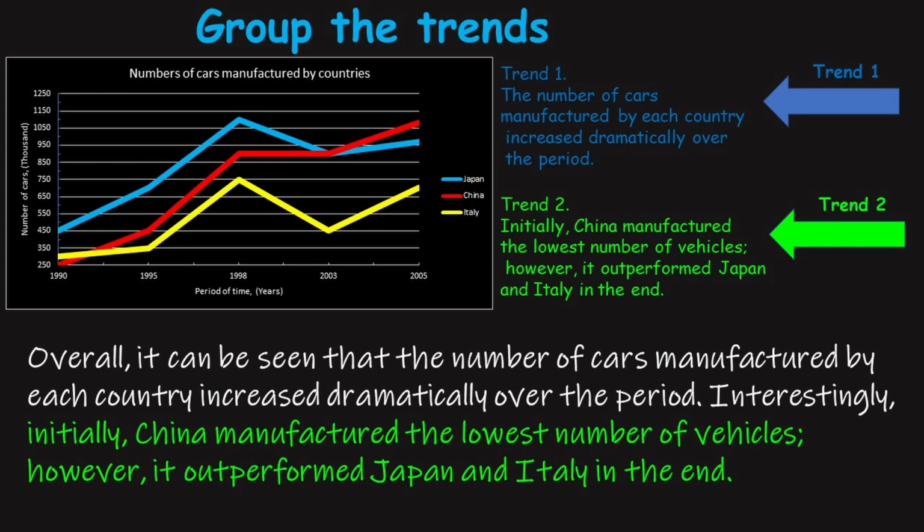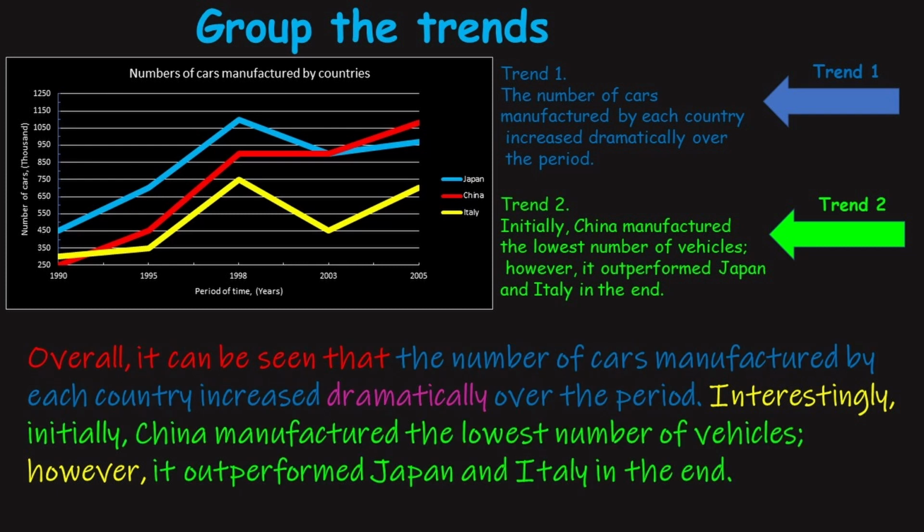To make comparisons and ensure coherence and cohesion, I use specific words highlighted in yellow. These words are "interestingly" and "however". Again, these words serve as the indicators of comparisons and make the overview sound logical. Let us read the overview. Overall, it can be seen that the number of cars manufactured by each country increased dramatically over the period. Interestingly, initially China manufactured the lowest number of vehicles. However, it outperformed Japan and Italy in the end. That's all for the overview.